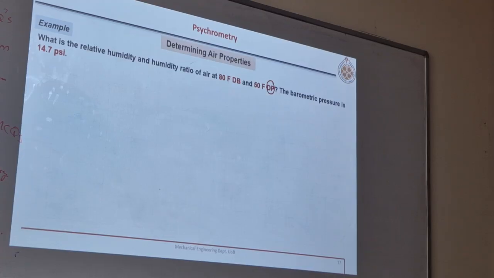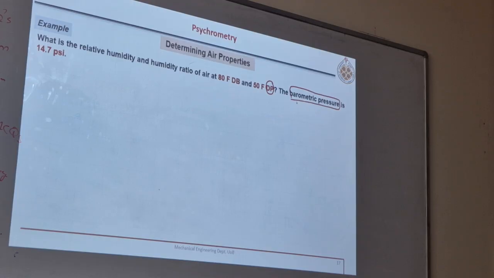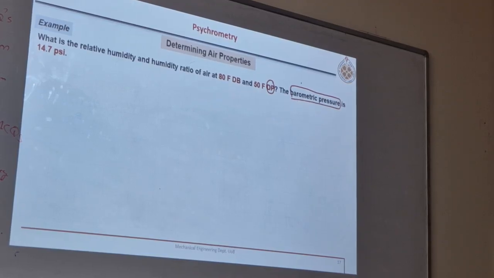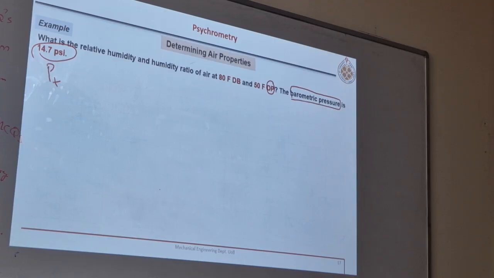And the barometric pressure means atmospheric pressure, total atmospheric pressure. That is total atmospheric pressure, PT, is given, dew point and dry bulb. We need to find out its relative humidity and humidity ratio.